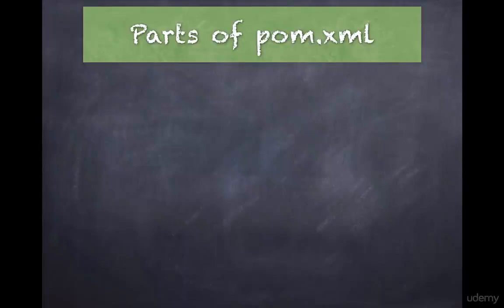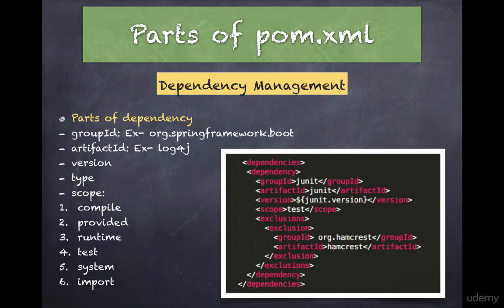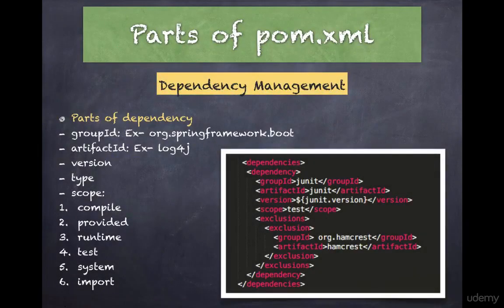Parts of pom.xml. Maven dependencies are typically archives such as JAR, WAR, enterprise archive like EAR, and zip. Each Maven dependency is uniquely identified using the following Maven coordinates: group, artifact, and version coordinates.